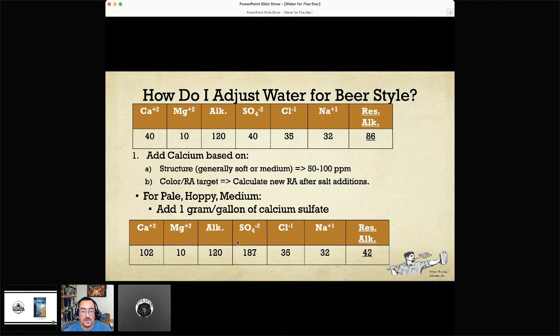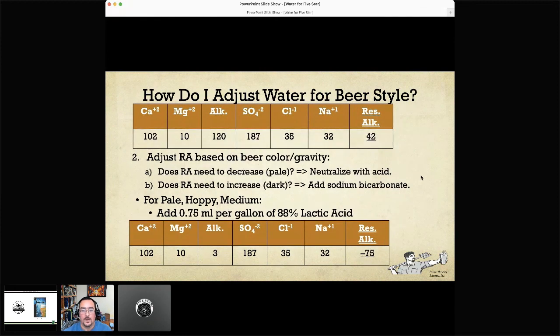And this increase in calcium changes my residual alkalinity from 86 down to 42. Not necessarily where I want it to be to brew a good pale ale. It's not going to help me get down to my mash pH target. It's going to help, but not all the way. So if I'm trying to decrease the residual alkalinity, then I need to neutralize that alkalinity with some acid. If I was brewing a dark beer, then I would add alkalinity and add sodium bicarbonate.